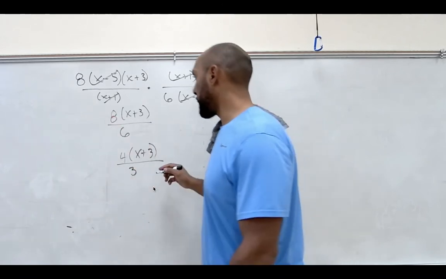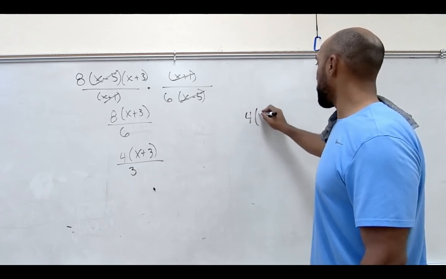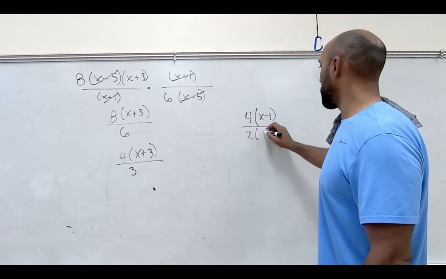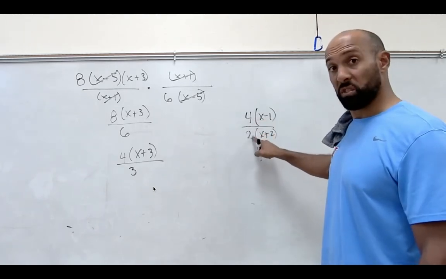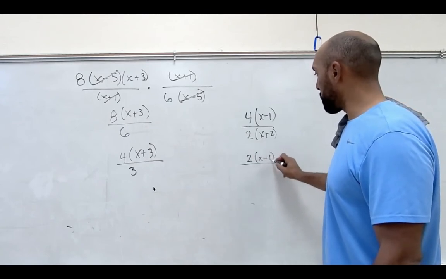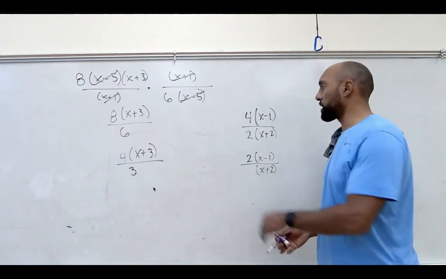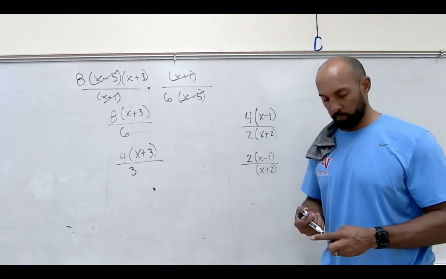Okay? Let's say that you've got 4 and then x minus 1 over 2 x plus 2. Well, 4 divided by 2 is 2, and that remains in the numerator. Or it's almost like I divided both of them by 2, and that's a 1, so I don't need to write the 1 on the bottom. Okay?